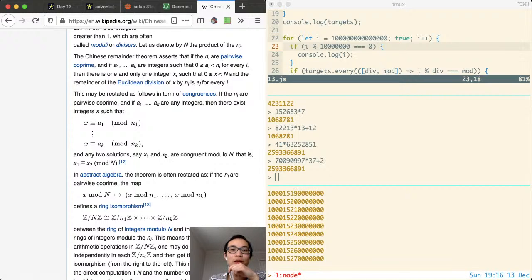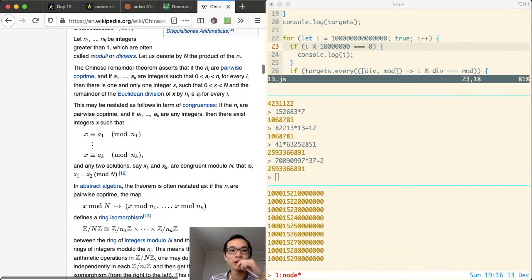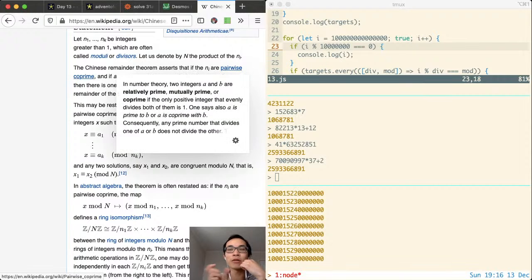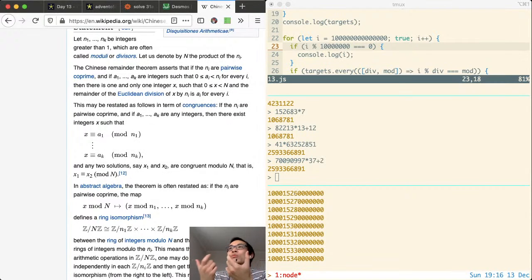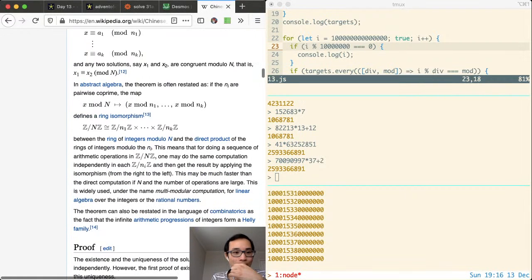I'm not a maths major, so I'm guessing, but I think pairwise coprime means that every pair of them is relatively prime, like it says here. Every pair of numbers don't share factors. But if all our input numbers are prime, then they can't share factors no matter what.